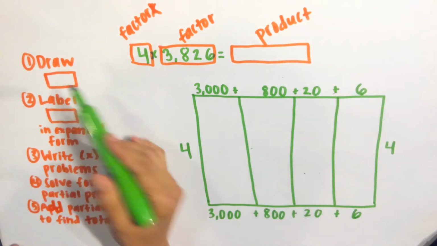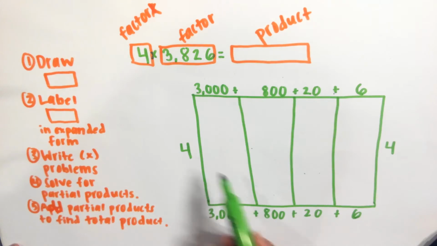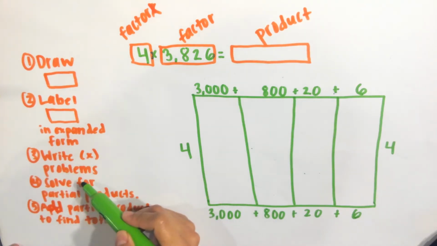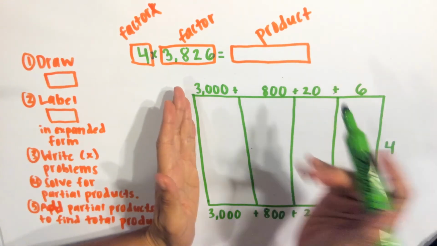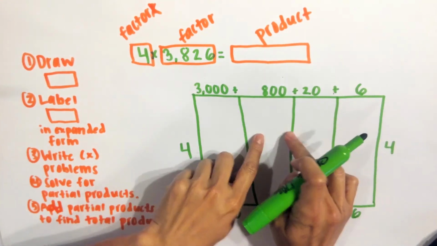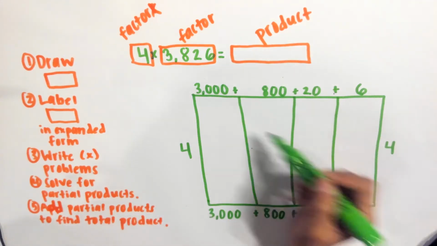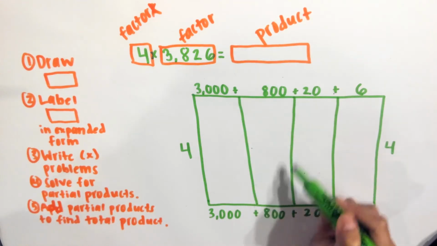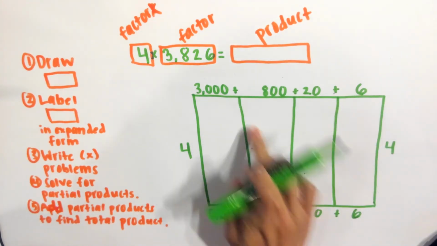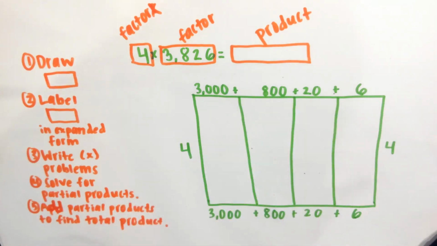So I drew my area model. I labeled my area model in expanded form. My next step is to write my multiplication problems. So we started with a large rectangle, and now we just split it up into smaller rectangles. You can see now I have 4 rectangles. 3 lines, 4 rectangles. Now I'm going to find a partial product here.